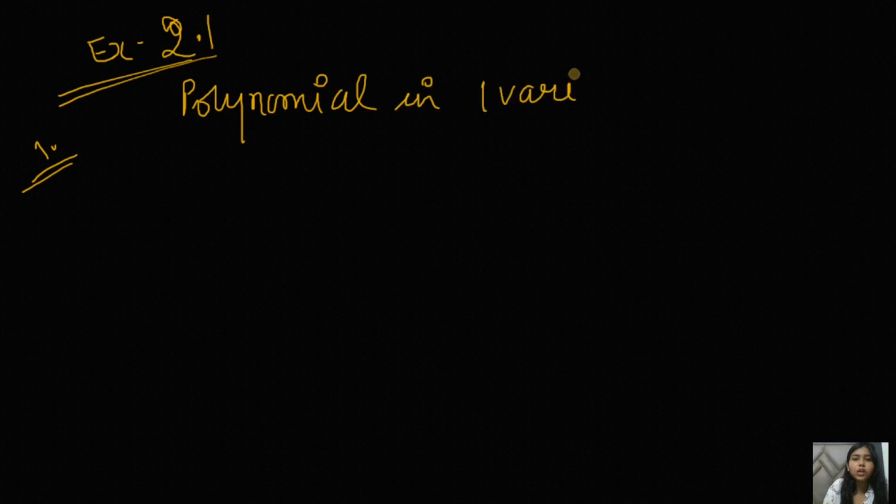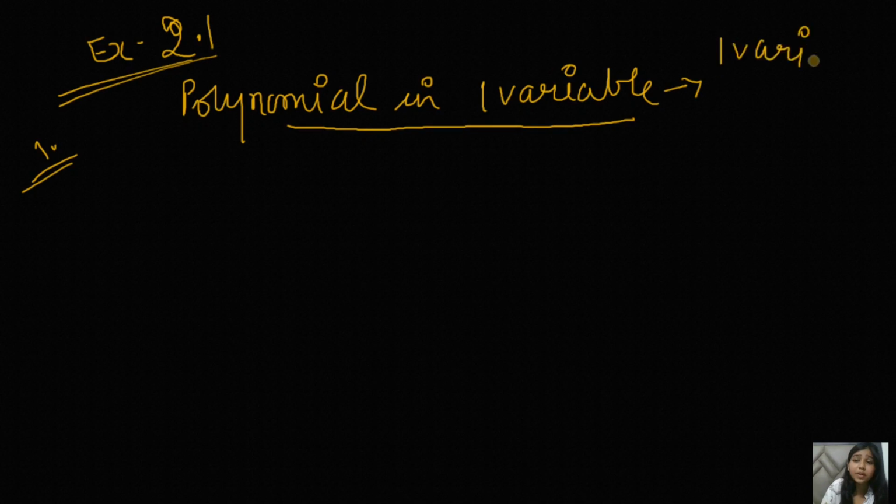Okay, so the first question is polynomial in one variable. We just have to find out the polynomial in one variable. As I already told you, in case of polynomial in one variable, as the name suggests, only one variable is present. Only one variable, either it is x or y or t or z.